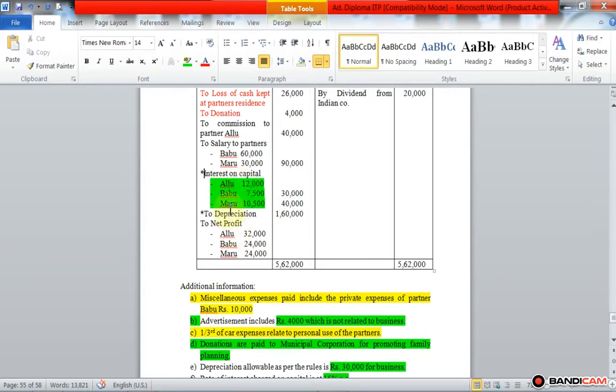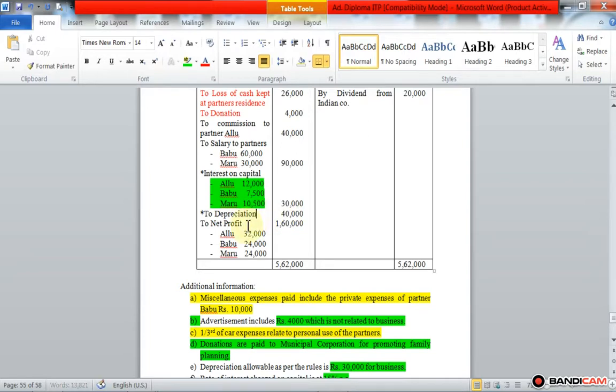Okay, then depreciation. An adjustment is given on depreciation, that is, 40,000 depreciation is charged on the debit side of the profit and loss account, and in the additional information the depreciation is given, that is, according to the Income Tax Act 1961, the allowable depreciation is rupees 30,000. It means rupees 10,000 is excess charge on the debit side of the profit and loss account.